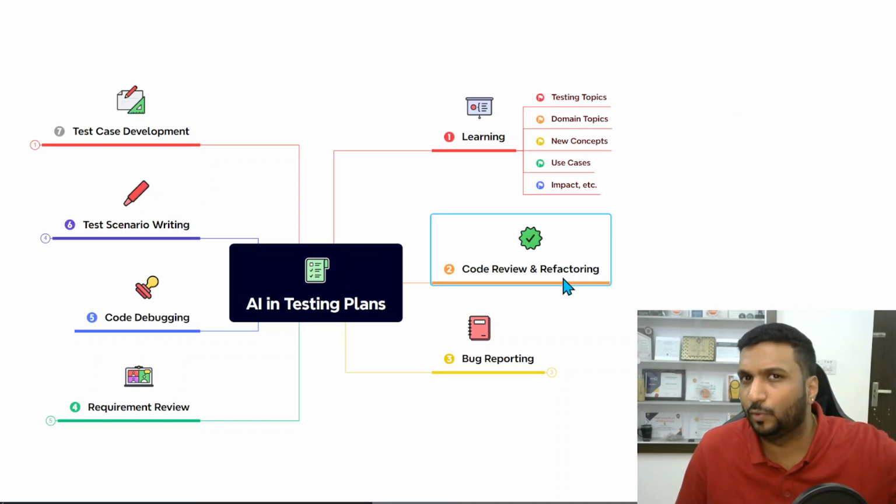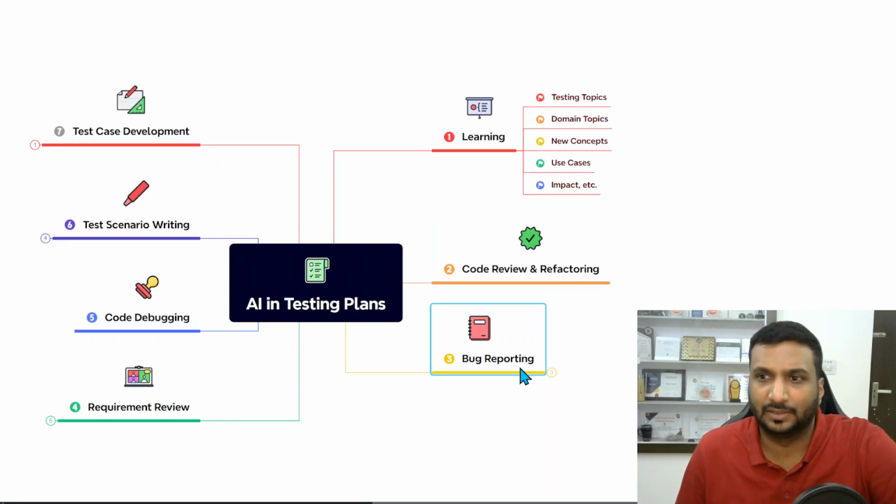Second is code review and refactoring. In general, I have seen AI doing good work with code, refactoring and development of code. In yesterday's video, I demonstrated how I used AI to fully create the code in HTML, CSS, JavaScript, and write a page. So that is an interesting part.